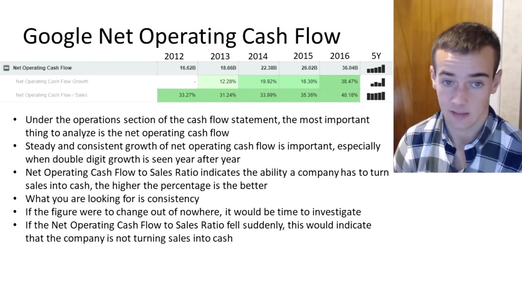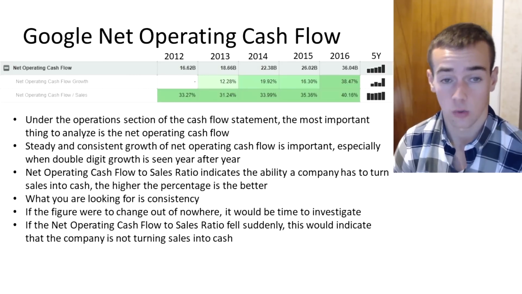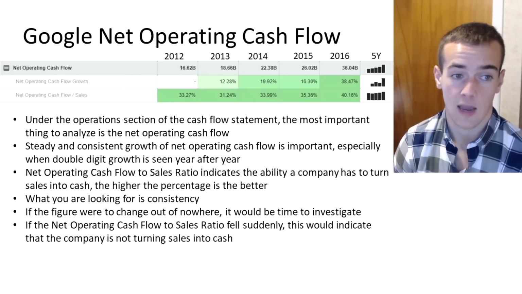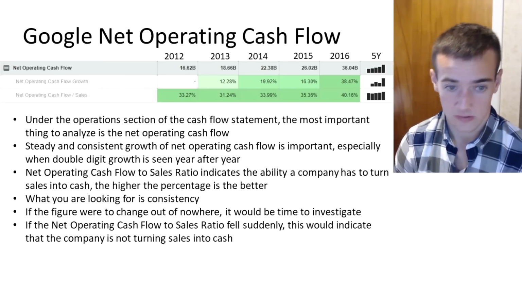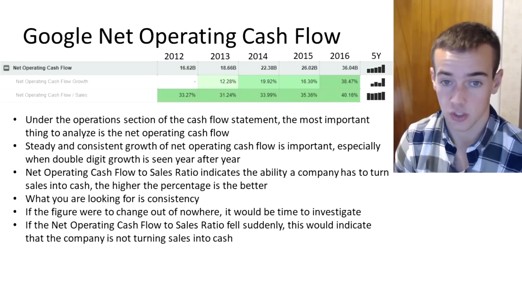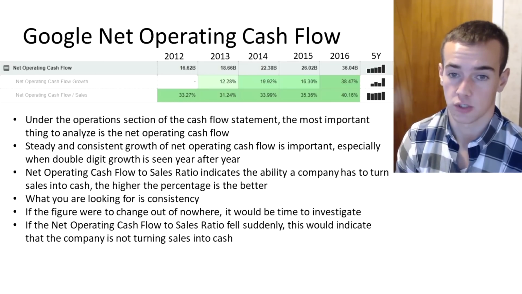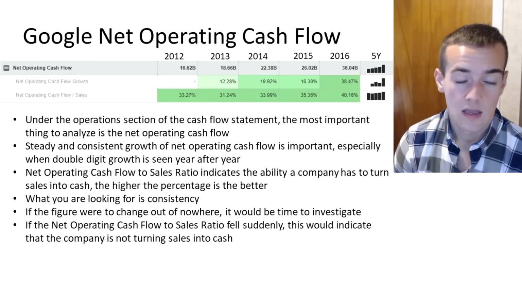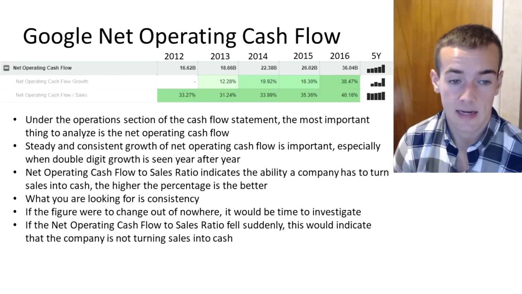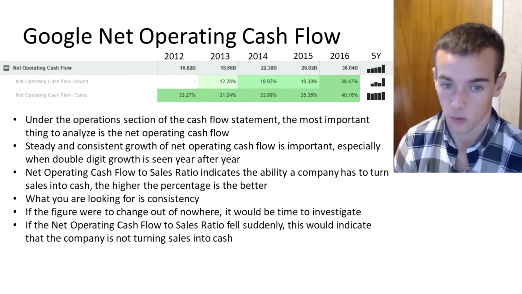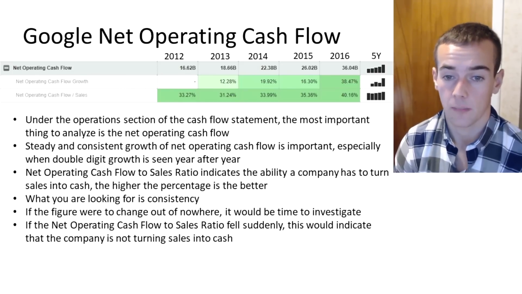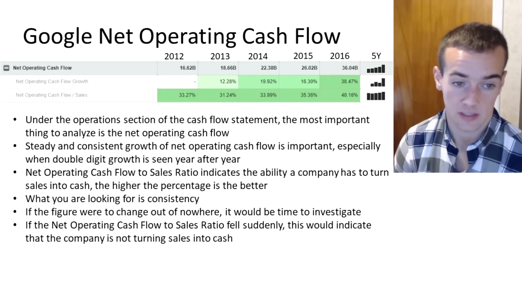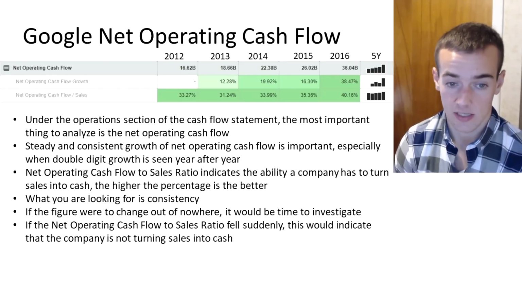So this is fantastic. This is great numbers that you're going to be looking for as far as the net operating cash flow growth goes. Again, like we said, you want to see double-digit growth, and we are well into the double digits here, especially into 2014 and 2016. Now, the other thing I look at is the net operating cash flow to sales ratio, because this indicates the ability a company has to turn sales into cash. And the higher the percentage is, the better.